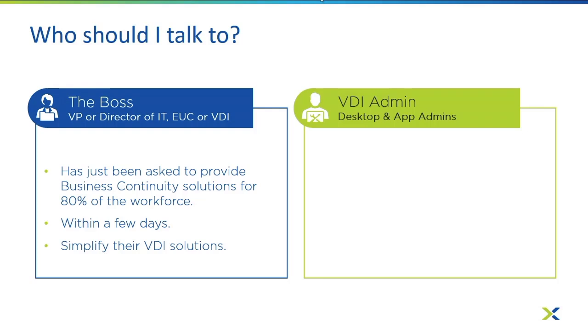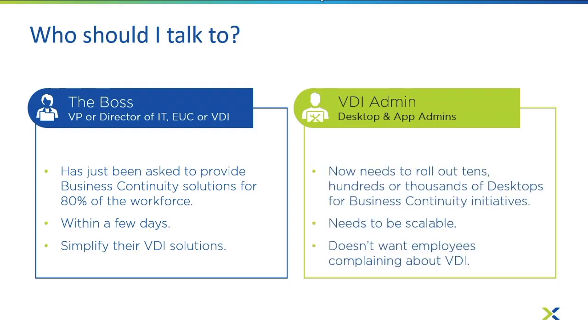Those VPs, those directors, they in turn are talking to their VDI admins. So the desktop administrator, the application administrator, whose responsibility it now is to be able to roll out those tens, those hundreds, those thousands of desktops for these business continuity initiatives. Again, it needs to be scalable. We talked about that previously. So the linear scalability is an important part of the Nutanix architecture. So with the Nutanix on-prem, we can be sure that those solutions are scalable.